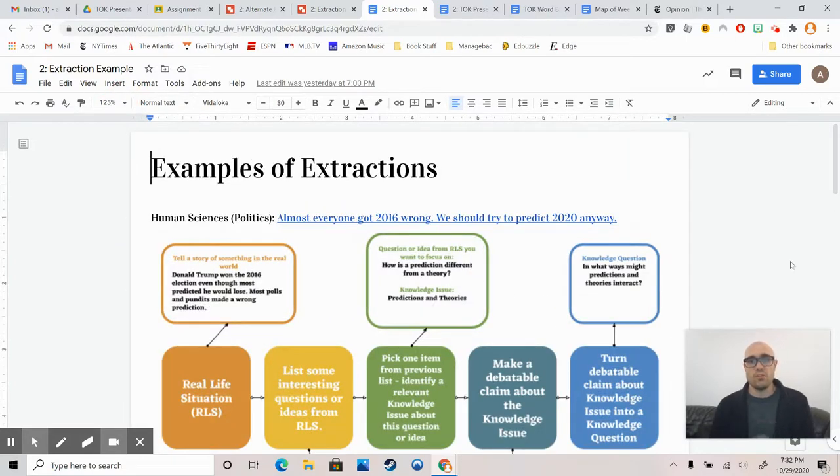So here are two examples for how to use this. The human sciences example, or like politics, I went to this article here about how we predicted wrong the presidential election in 2016. Everybody got the presidential election prediction wrong, predicting Hillary Clinton. It was Donald Trump who won. And this guy is going to say we should try to predict the 2020 election anyway. Even though our models sucked in 2016, we should still develop models and try to predict who is going to win the 2020 election.